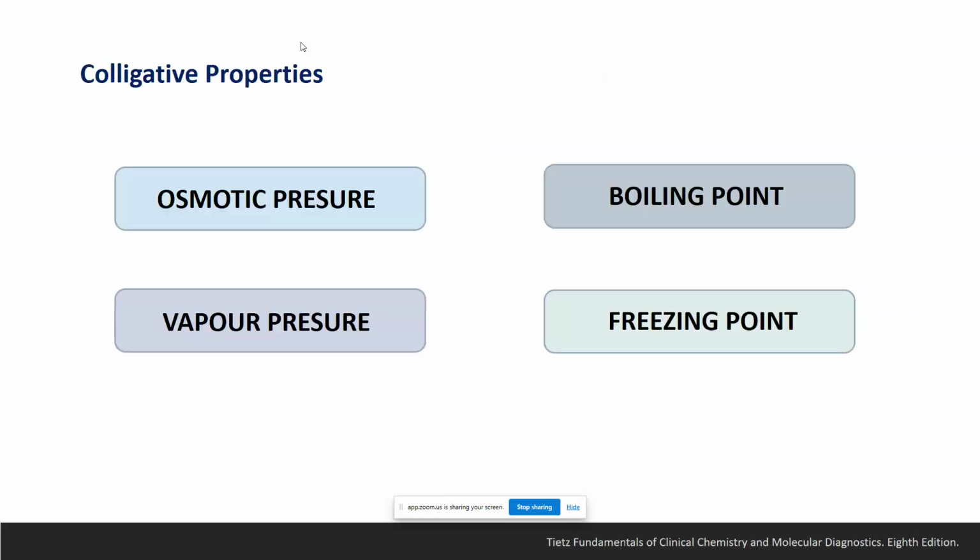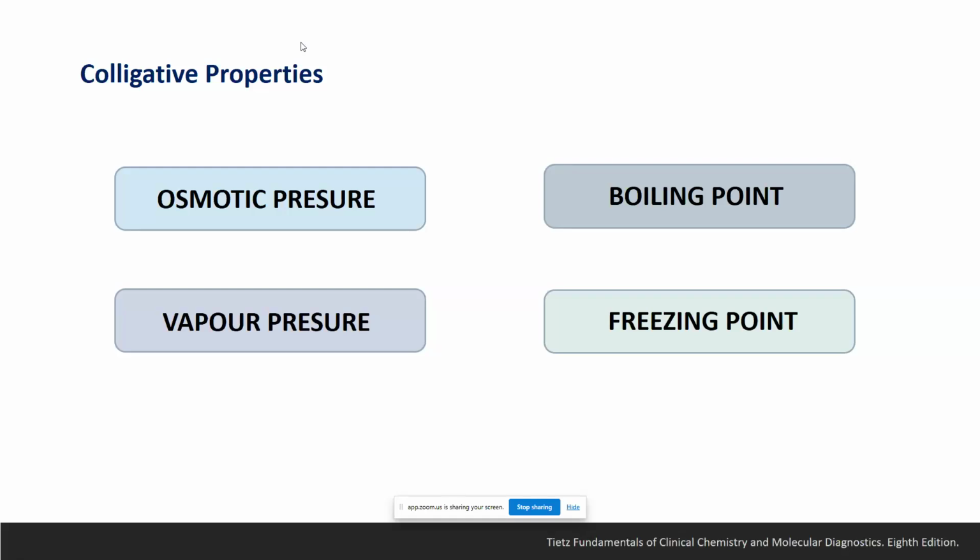So moving on to colligative properties. This refers to the properties of solutions that depend on the number of molecules in a given volume of solvent rather than the properties of the molecules themselves. There are four properties of solutions: osmotic pressure, vapor pressure, boiling point, and freezing point. All four of these are known as the colligative properties, and they are all directly related to the total number of dissolved solutes per mass of solvent.